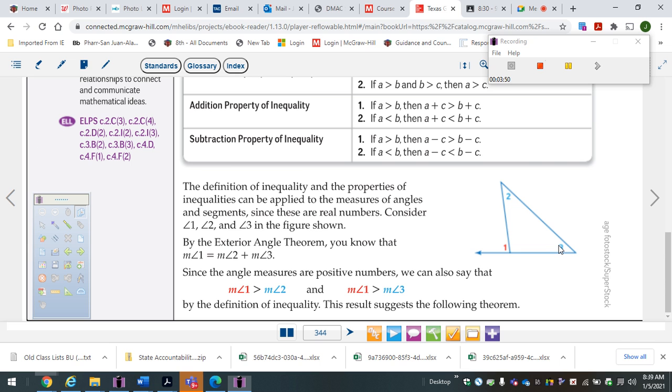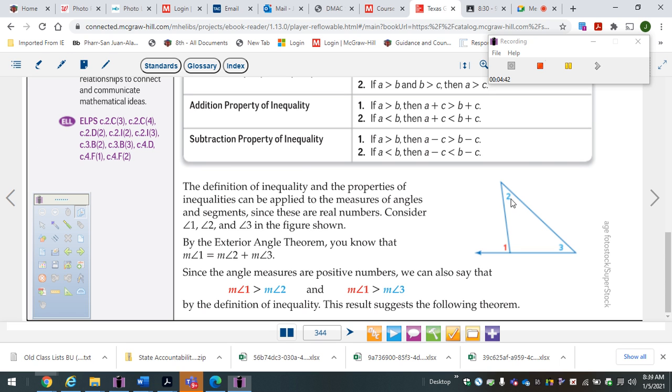Okay, just in case you forget, this is called your exterior angle, and these are your remote interior angles. The remote interior angles add up to give you the same measure as the exterior angle. So by the exterior angle theorem, you know that the measure of angle 1, this outside exterior angle, is equal to the measures of these two interior angles. Remember this: this one is equal to the sum of these two.